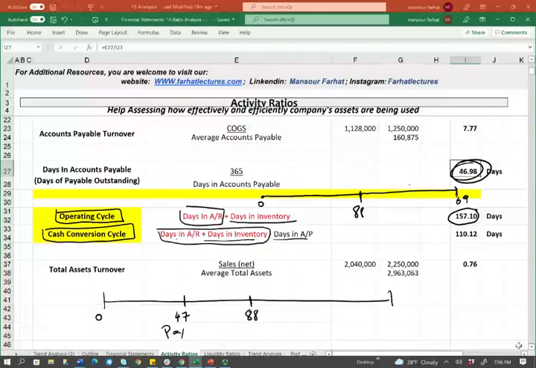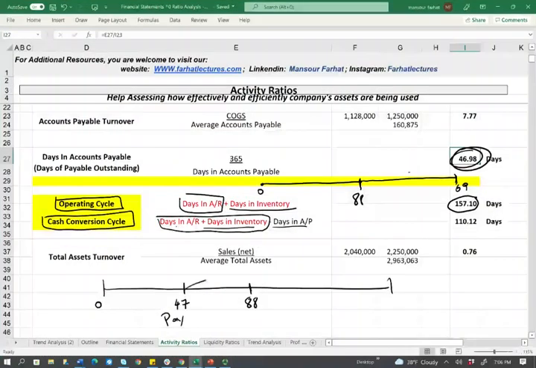What does that mean? It means after we pay for it, the inventory sat on the shelves for 41 days, and we really did not do anything, just waiting after we paid for it. That's a long time, but it could be normal in some industries. Then after we sell it, it took us 69 days until we collect the money.